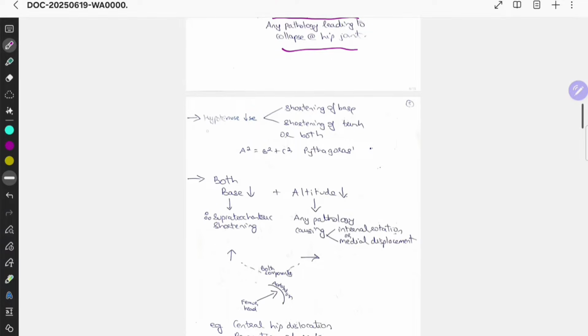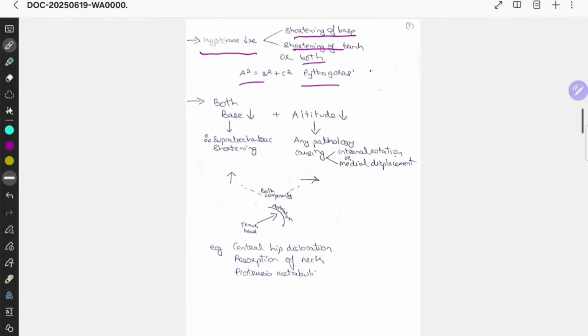Now, when does the hypotenuse decrease? It could be due to shortening of base or shortening of trunk or both. Basic Pythagoras theorem. Okay, so hypotenuse could be decreased in all these conditions wherein there is shortening of the base or shortening of trunk or both of them.